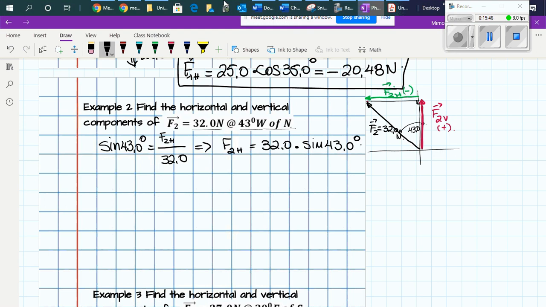Again, make sure that you are dealing with the correct mode of your calculator. This is a common mistake. So F2 horizontal is negative, and in your calculator it is 21.82 newtons.